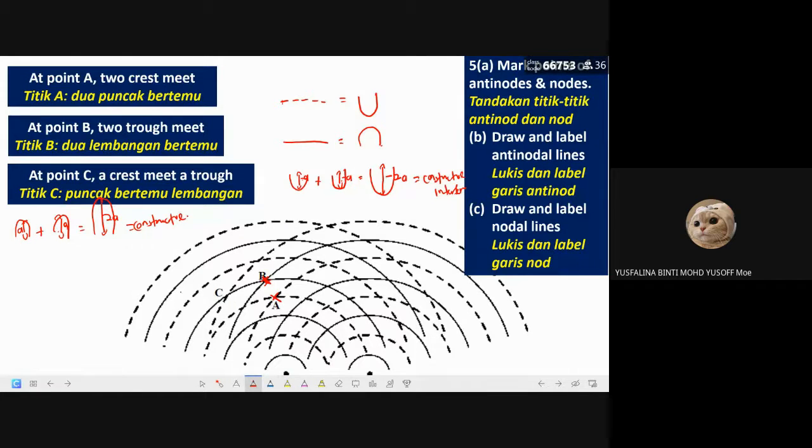Okay, and let's see point C here. This one is the crest meeting with the trough. So this one is a positive A, and this one is a negative A. So positive A plus negative A, you will get 0. So this one is a destructive interference, right? So that is the constructive and also the destructive interference. Okay. Are you clear? Anyone want to ask anything about the constructive and destructive interference?